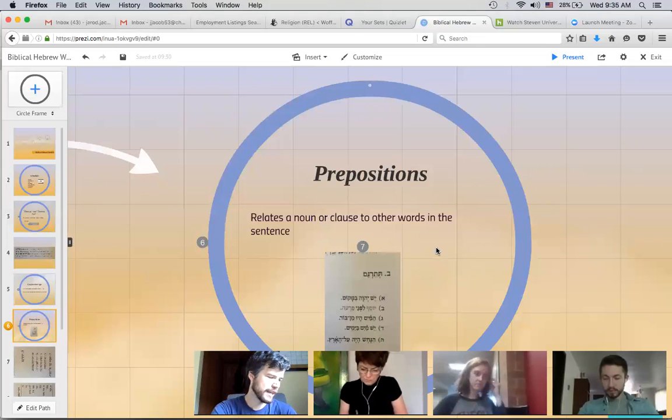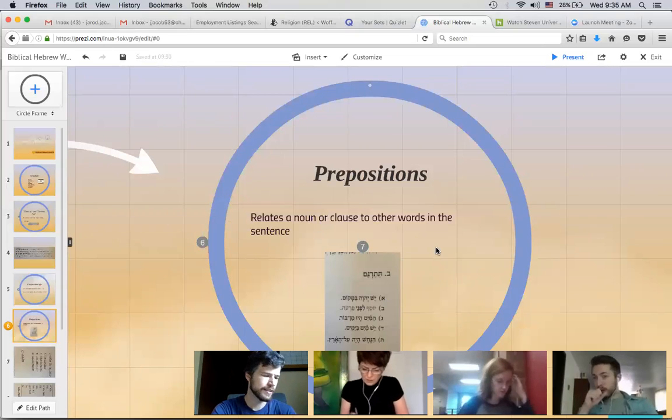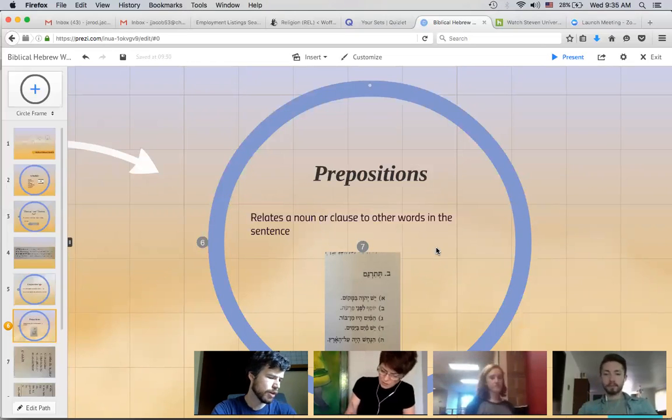So bet is in, kaf is like or as, a comparison. Lamed, to or for, like I give this book to you. And then min can mean from or out of. So I left the house, I went from the house. Min, from. Mabayit would be from the house.